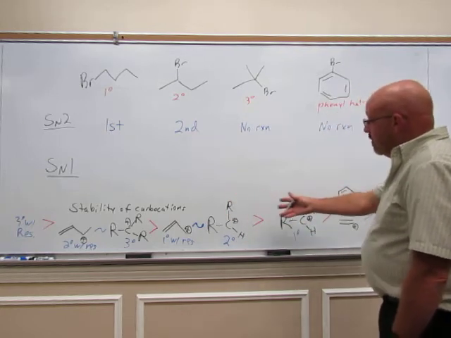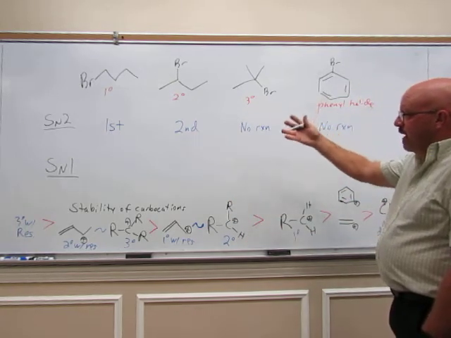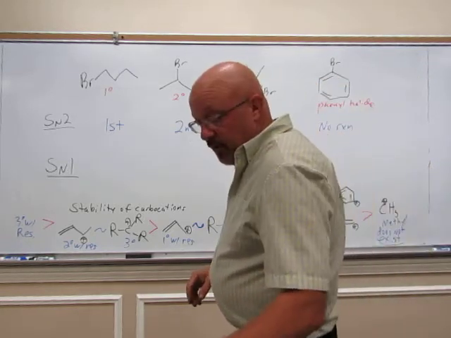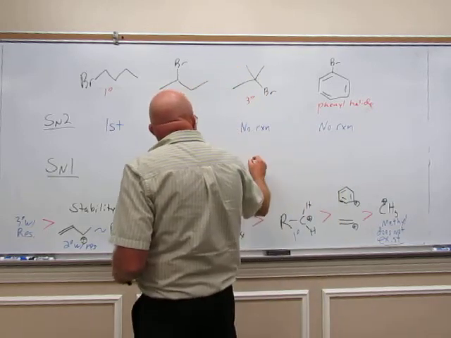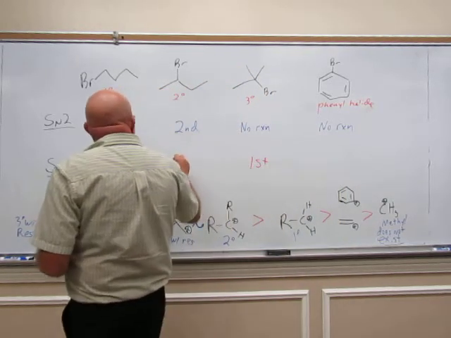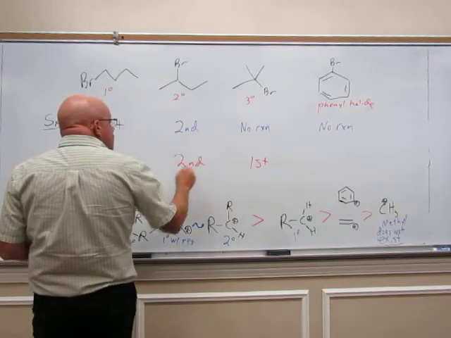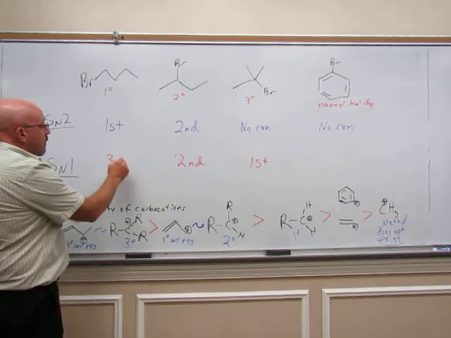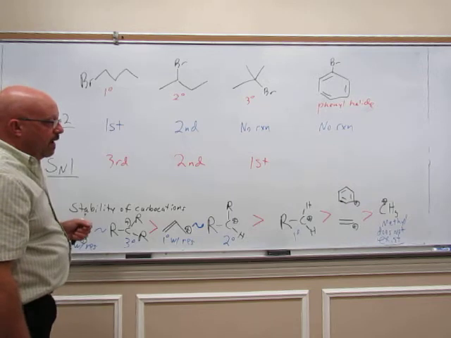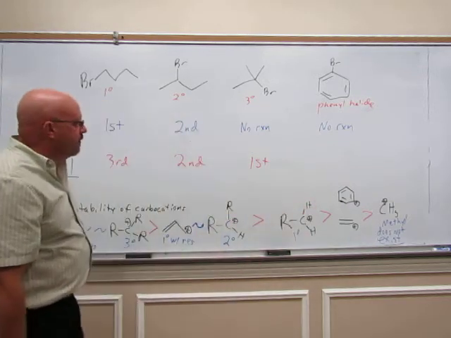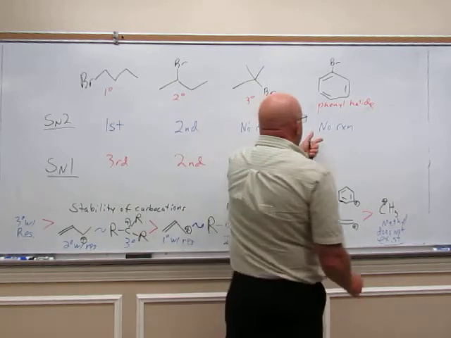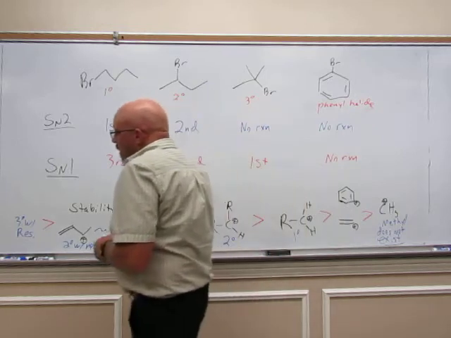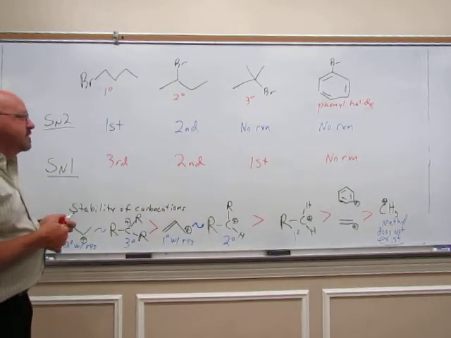So, based off our cation stability, that's going to lead to which ones are going to react first. For these, our tertiary, for SN1, the tertiary should react first, followed by the secondary. That should go second. And the primary, if you can get it to go, it will be third. It may not react. It's down here on this end, not very reactive for SN1. And the phenyl halide should not react. Okay, so there's our order that we should see for SN1.